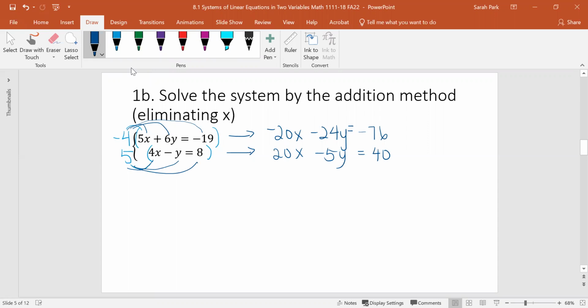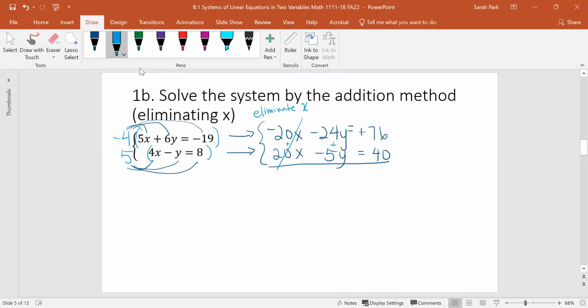Oh, I made an error there. That should be a positive 76. I'm glad I caught myself, because a negative times a negative should be positive 76. And now we're adding both of these together. If we add negative 20x plus 20x, they're going to cancel. This time we're eliminating the x.